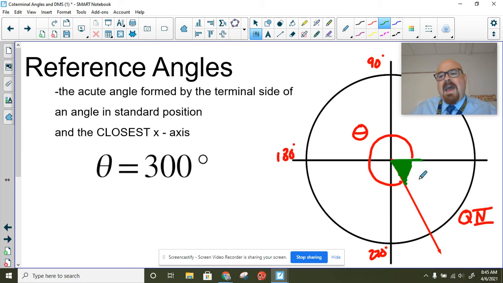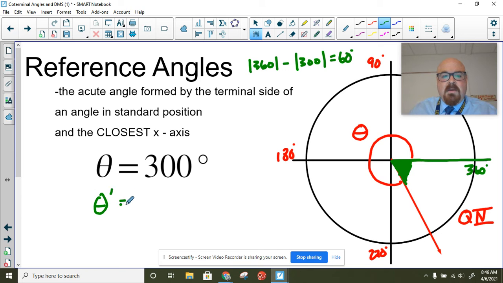So the closest x-axis in this problem is the positive x-axis, which we would label in this instance as 360 degrees. So it's 300 degrees that goes all the way around to here, and it stops short of 360. So I did give you some quick math that you could do. You could take the absolute value of 360 and the absolute value of 300, which would both just end up being positive anyway, and you would get 60 degrees, okay? So theta prime for this 300-degree angle is 60 degrees. So this is the reference angle.